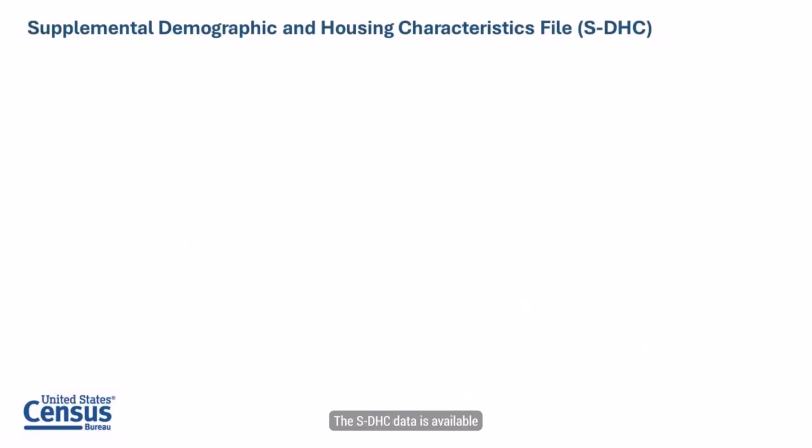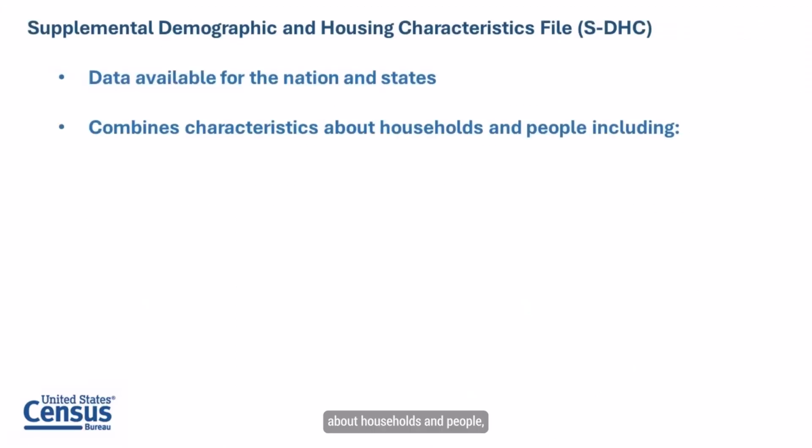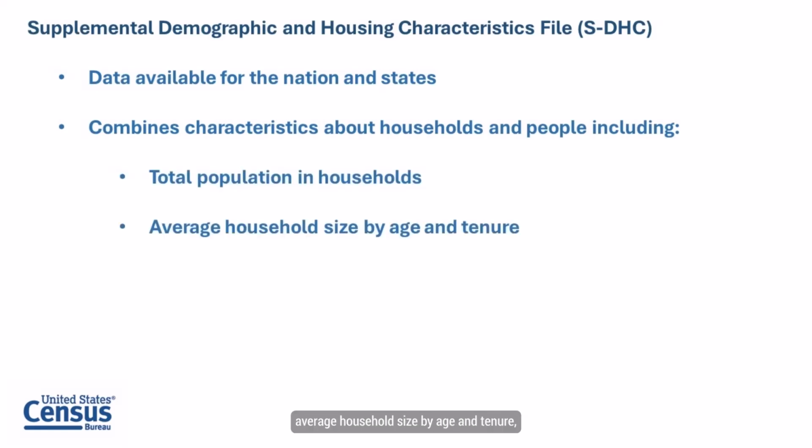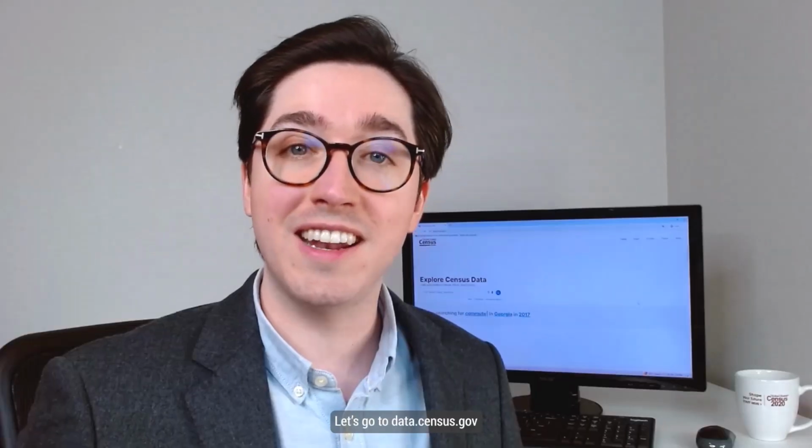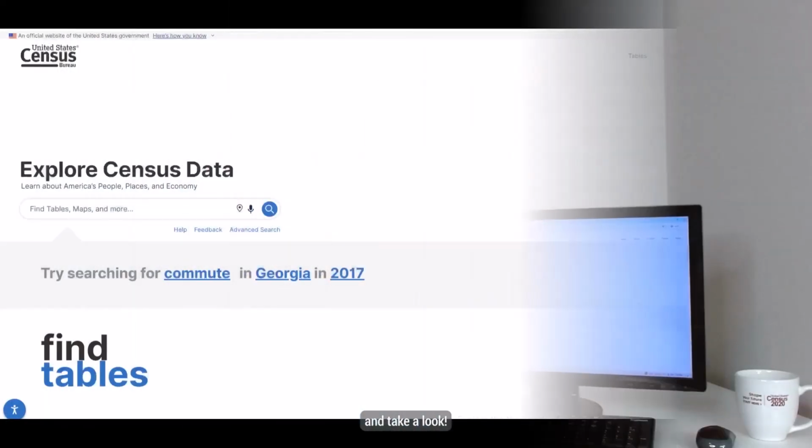The SDHC data is available for the nation and states and combines characteristics about households and people, including the total population in households, average household size by age and tenure, average family size, household and family type for people under 18 years old, and total population in households by tenure. Let's go to data.census.gov and take a look.